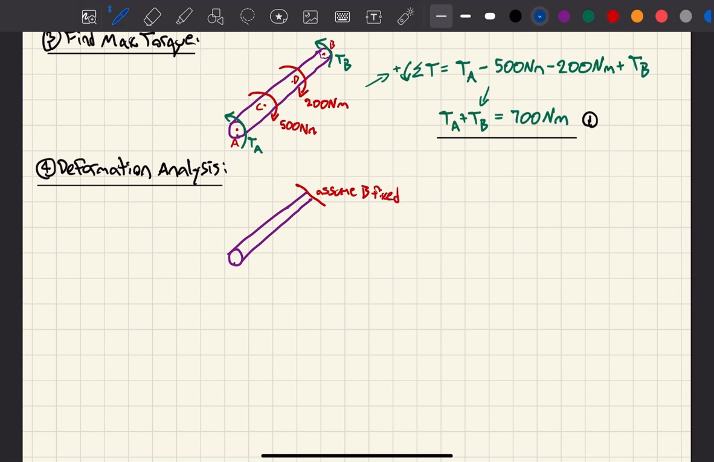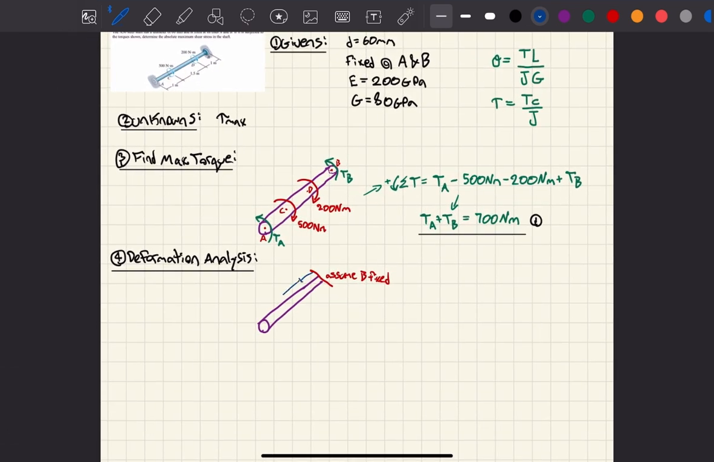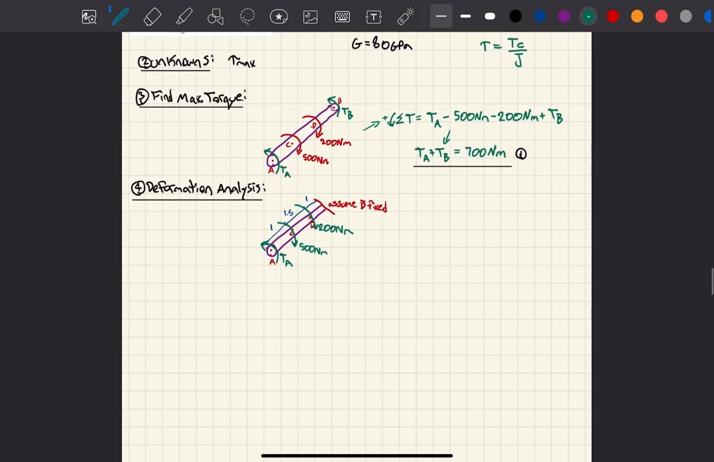So I have a starting point. If I zoom out a bit: 1 meter away, 1.5 meters away, 1 meter away. I know it's not to scale, forgive me. This is A, C, D. This is 1, 1.5, and then 1 as well. Here I have a clockwise TA, counterclockwise 500. My bad, this is counterclockwise. This is clockwise. And then this is also a clockwise 200 Newton meters. Beautiful stuff.